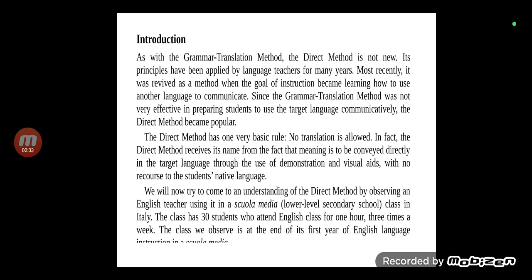So since the grammar translation method was not very effective in preparing students to use the target language communicatively, the direct method became popular. What does it say here? It says that since the grammar translation method became ineffective in preparing students to use the target language communicatively, the direct method became a popular method.